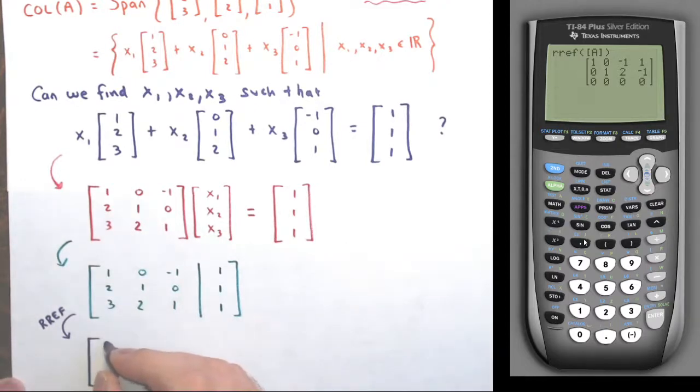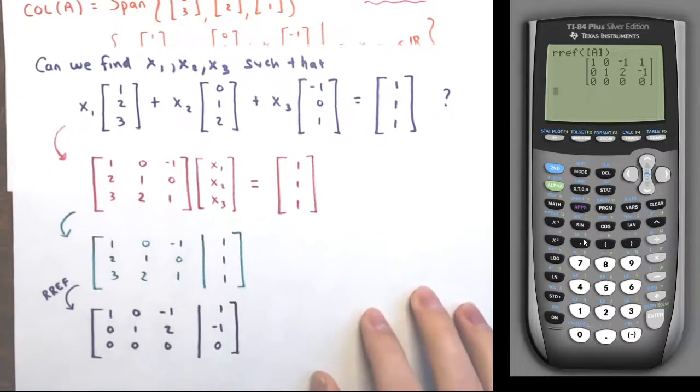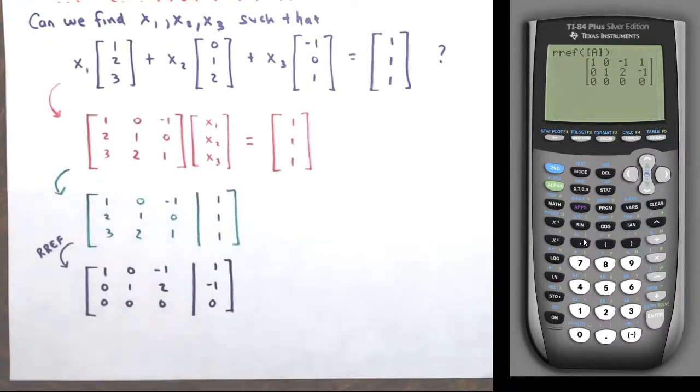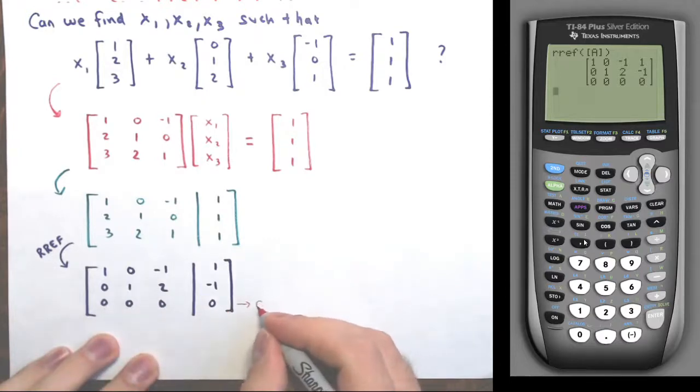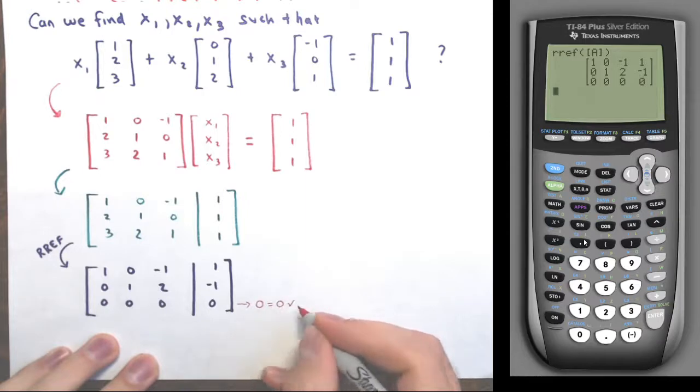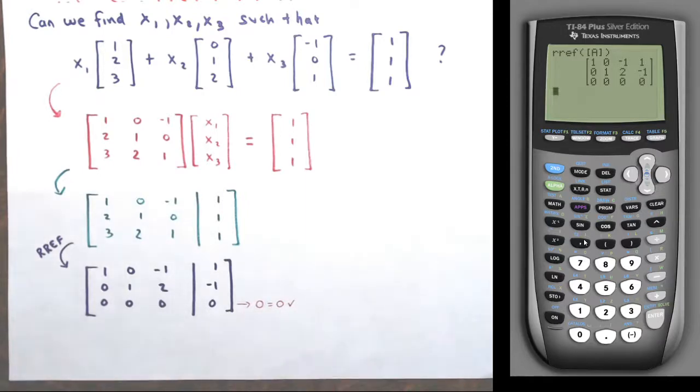We have first column 1, 0, 0, second column 0, 1, 0, negative 1, 2, 0, little bar, and then 1, negative 1, 0. All right. So, looking at this matrix here, the last row is fine, right? The last row tells me that 0x1 plus 0x2 plus 0x3, so 0 equals 0. And 0 equals 0 is a true statement. There's nothing wrong with that. I can continue, all right?